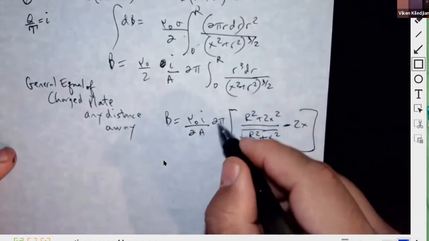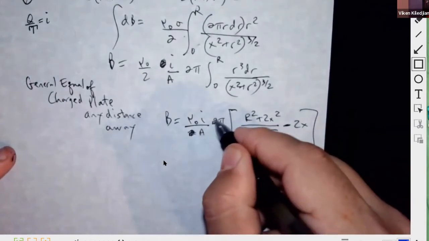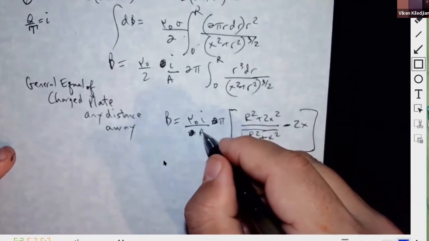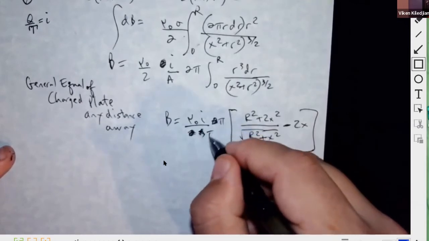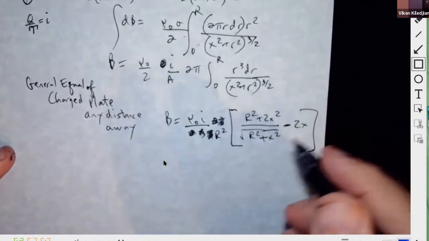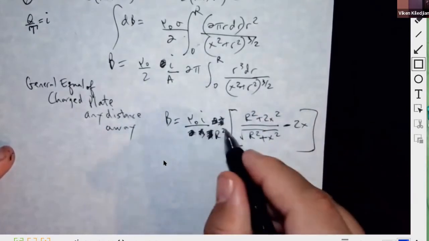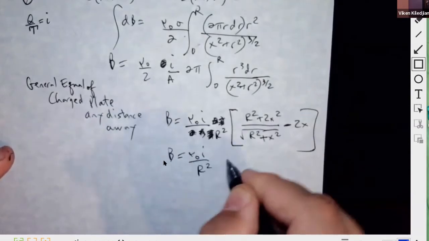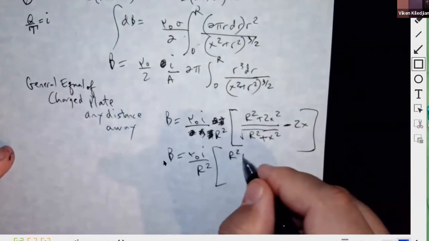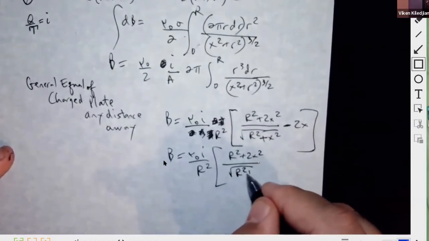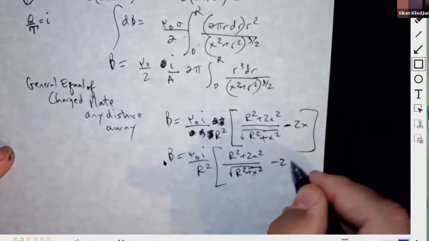Then the 2 cancels the 2. And here you have area is pi r squared, so pi cancels the pi. And then you just have mu 0 I over r squared, times the quantity r squared plus 2x squared over the square root of r squared plus x squared, minus 2x.